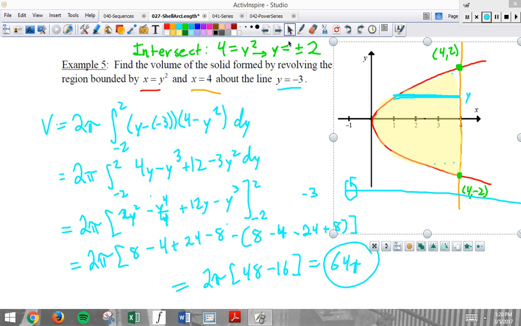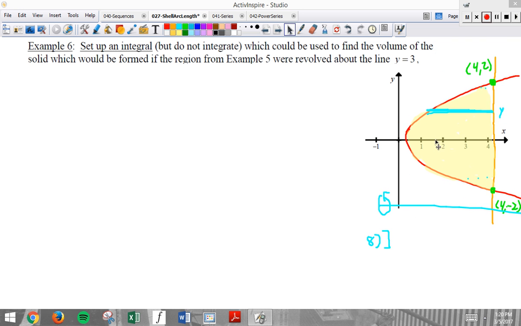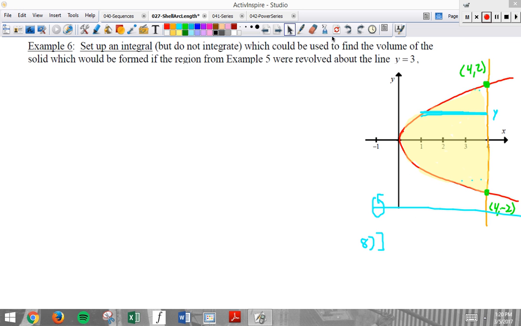Ready? Mind blown. I know, not really. Okay. Same problem, different axis of revolution. So you only have one picture. That's okay. All you need to do is draw the other axis. This is along the line y equals 3. That's up here. Again, a key thing, it's above 2.